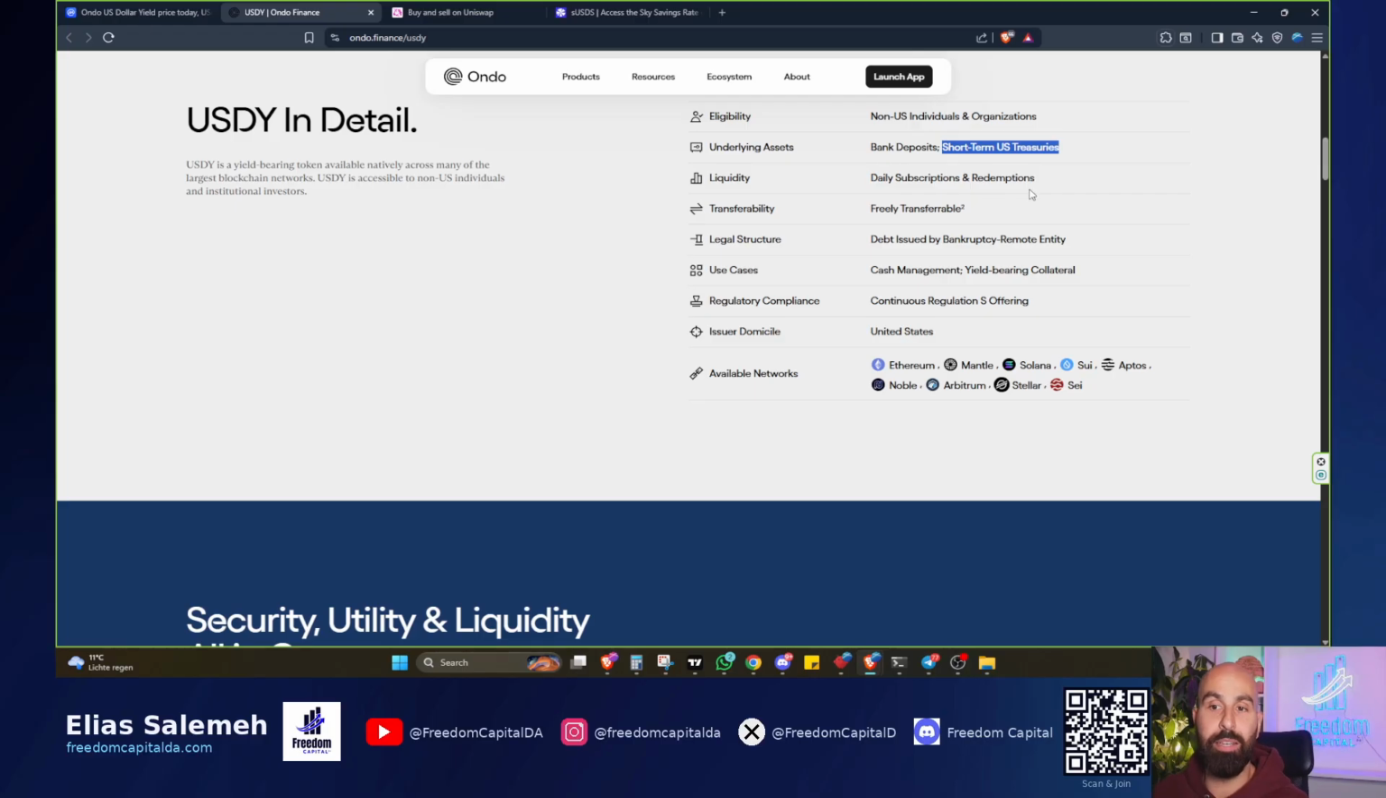Liquidity: daily subscriptions and redemptions. So you get the reward on a daily basis. Transferability: freely transferable. You can swap it, you can sell it, you can do whatever you want with it instantaneously. Then you have the use cases: cash management, yield bearing collateral, and regulatory compliance, as they are regulated. Issuer domicile is the United States, because Ondo Finance is based in the United States. The available networks: the USDY token is available on Ethereum, Mantle, Solana, Sui, Aptos, Noble, Arbitrum, Stellar, and Sei.